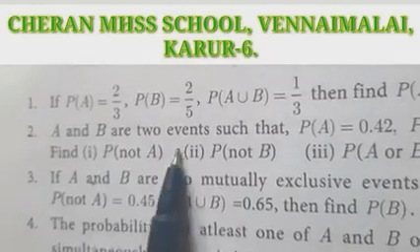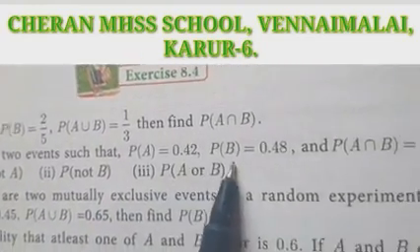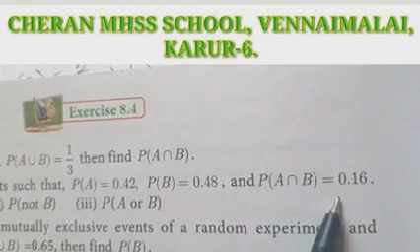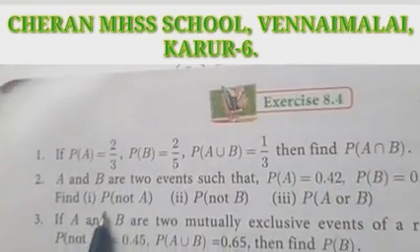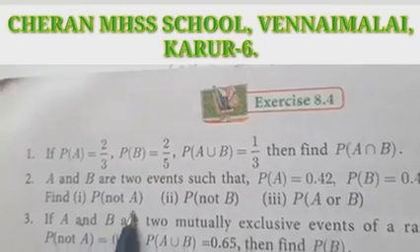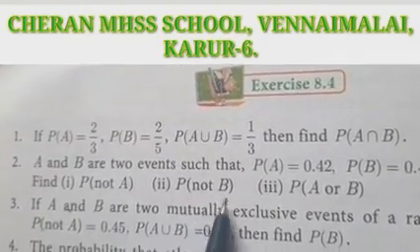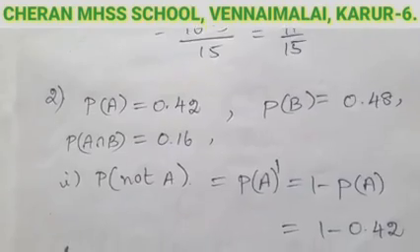Question number 2. A and B are two events such that P of A is equal to 0.42, P of B is equal to 0.48 and P of A intersection B is equal to 0.16. Find, first subdivision, probability of not getting A, P of not A. Second subdivision, probability of not B. Third subdivision, probability of A or B.